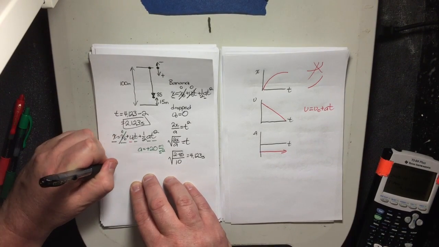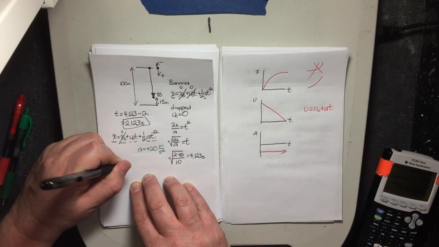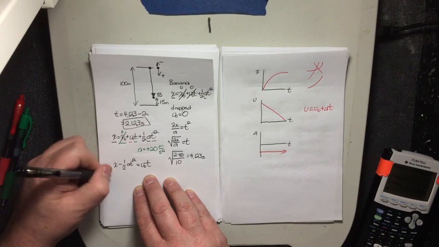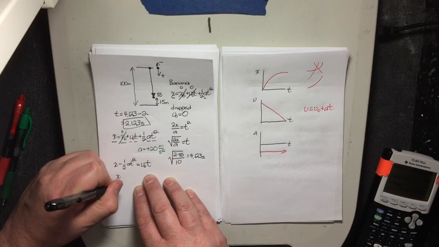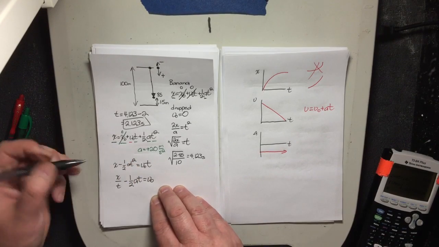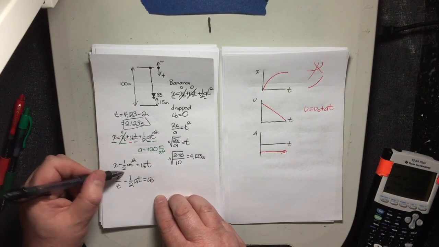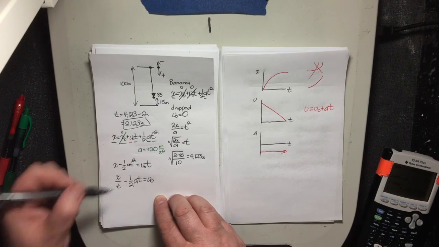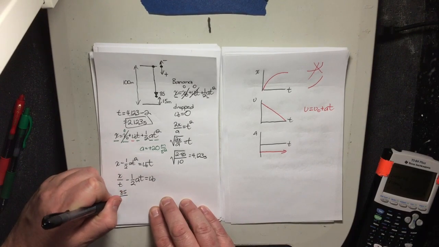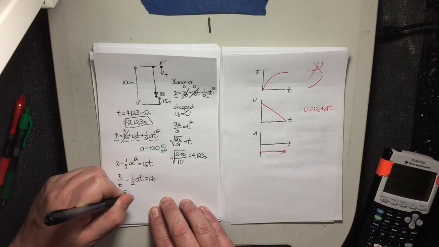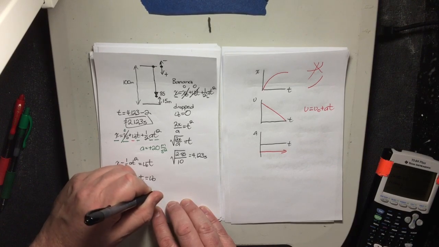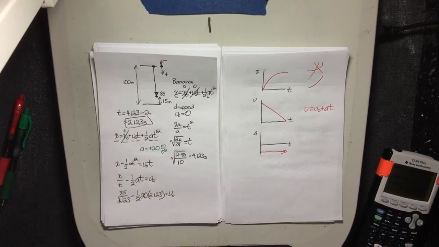So solving for V naught, x minus 1/2 at squared is equal to V naught t. Divide both sides by t: x over t minus 1/2 at is equal to V naught. X divided by t is this, 1/2 at squared divided by t is this. And then we plug everything in. 85 over 2.123 minus 1/2 times 20 times 2.123, and that's V naught. And then that's the answer.